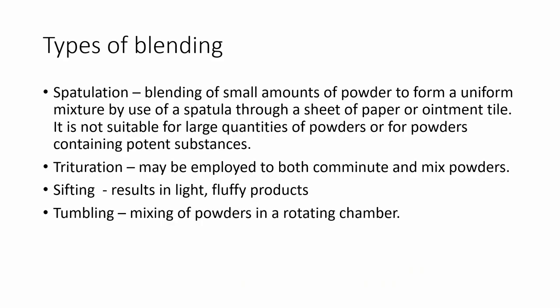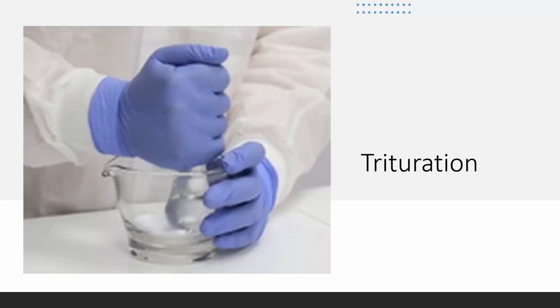Next is your trituration. Trituration uses a mortar and pestle. So you place the two powders together in a mortar, then you triturate them. As you triturate, the powders will mix naturally, provided that they are the same particle size. If they are not the same particle size, trituration will be able to reduce the particle size uniformly.